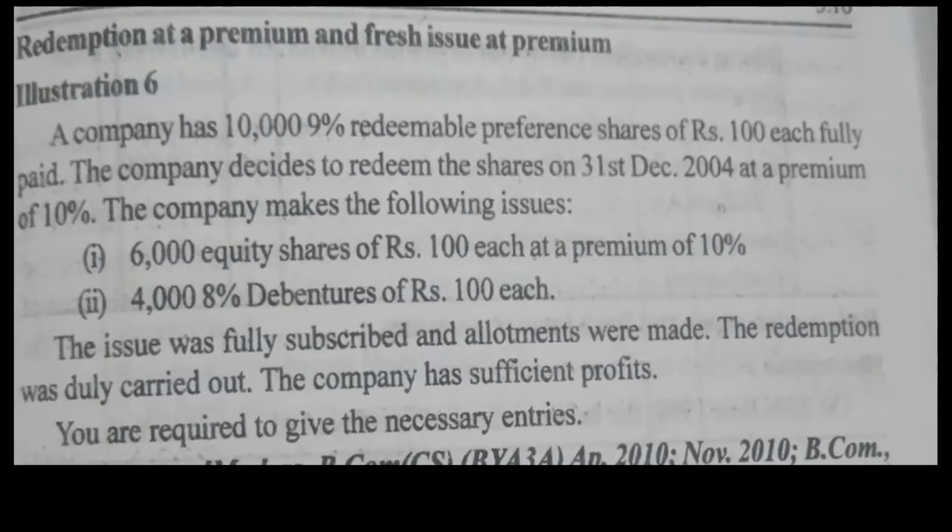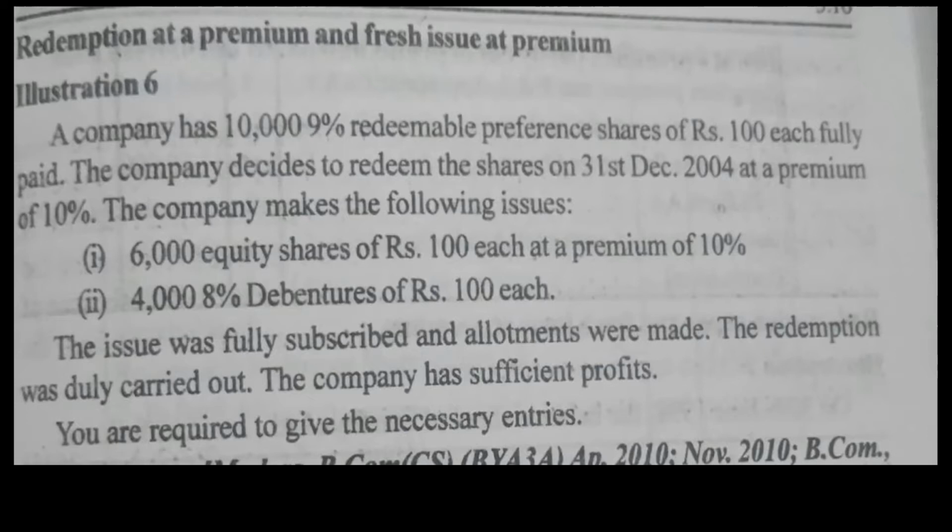Then the company makes the following issue. The company issued 6,000 equity shares. That is what is called fresh issue. At the time of redemption, they are issuing equity shares. 6,000 equity shares, rupees 100 each, which means we got 6 lakh through fresh issue at 10% premium, which means 60,000 is there. Then 4,000 8% debentures are also issued. Then the issue is fully subscribed and paid.